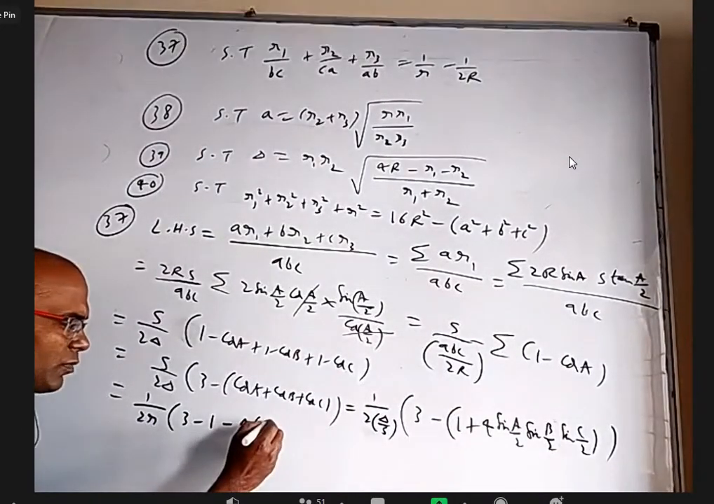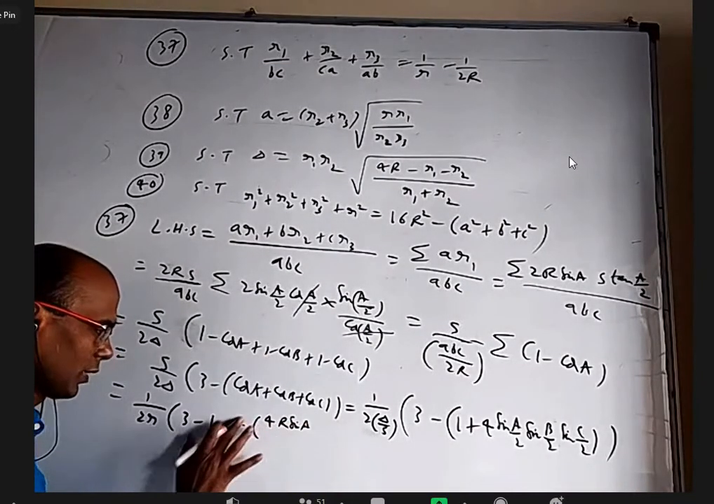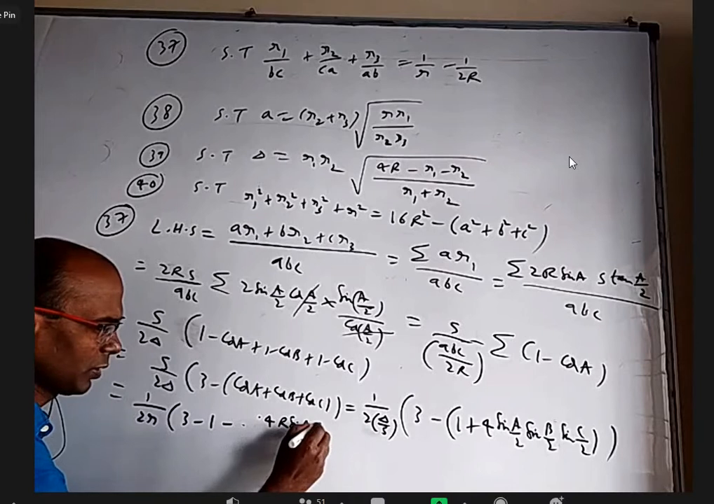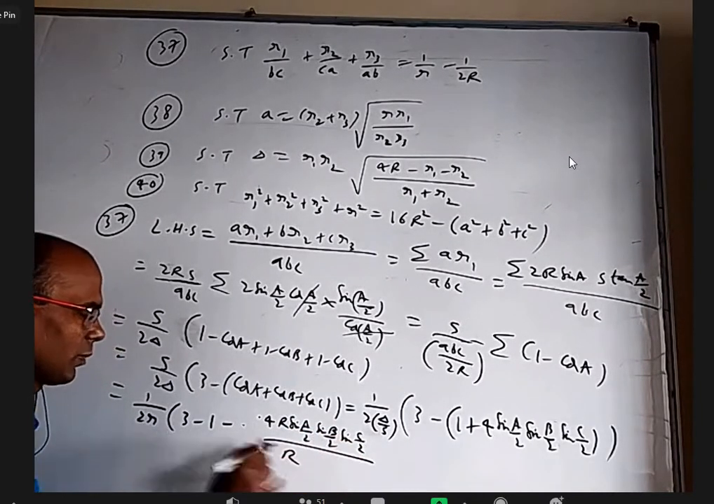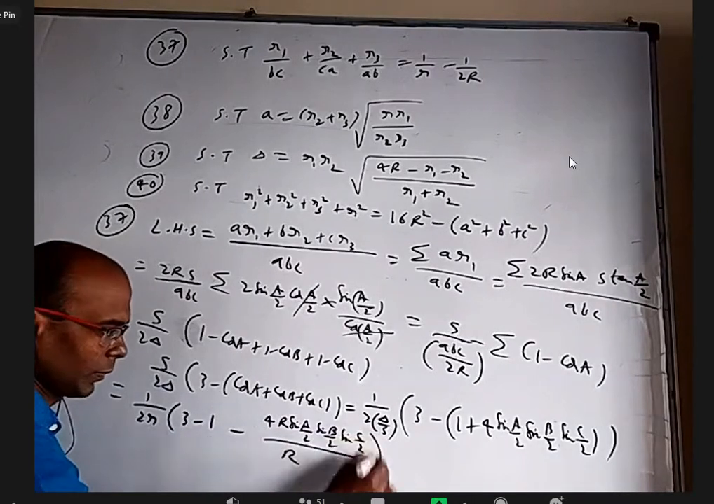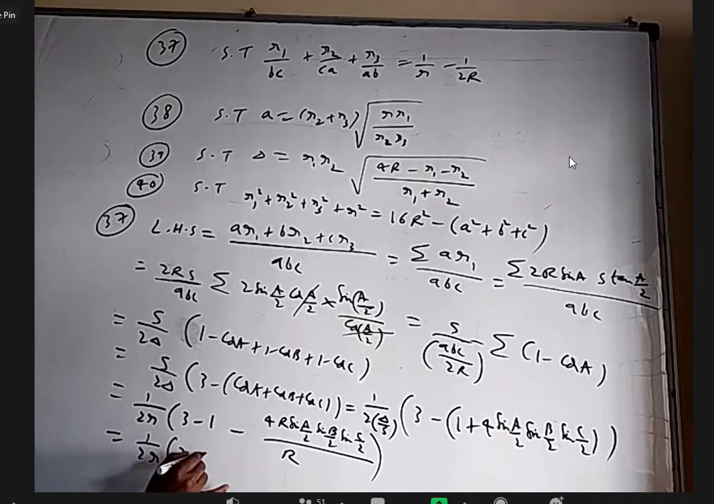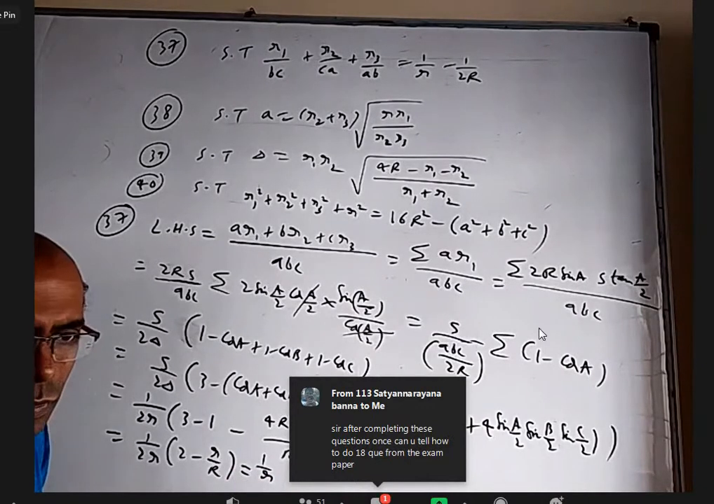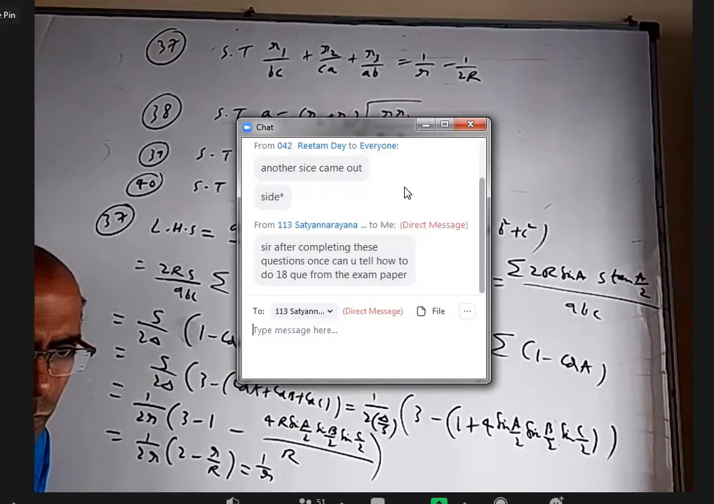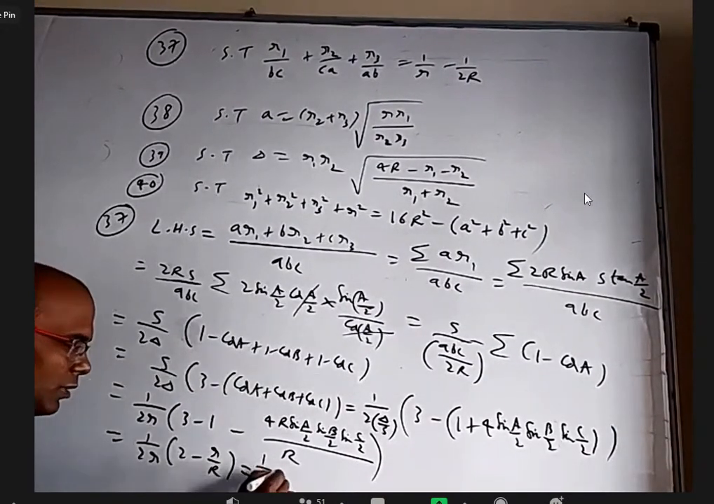You can even write, if you want, 4 capital R sin A/2 sin B/2 sin C/2 by capital R. That is small r. So 1 by 2R into 2 minus small r by capital R. If I take this inside, it will be 1 by R, and this is 1 by 2R.